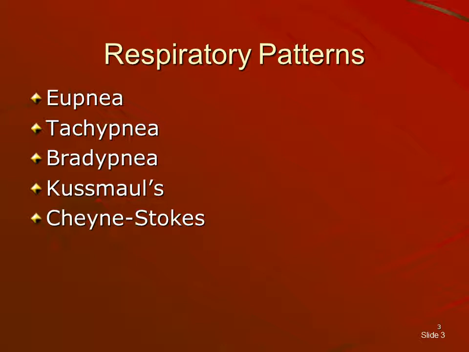Tachypnea is an increased respiratory rate, so greater than 20 breaths per minute. Bradypnea is a decreased respiratory rate, which would be less than 12 breaths per minute. The normal respiratory rate is 12 to 20 breaths per minute.